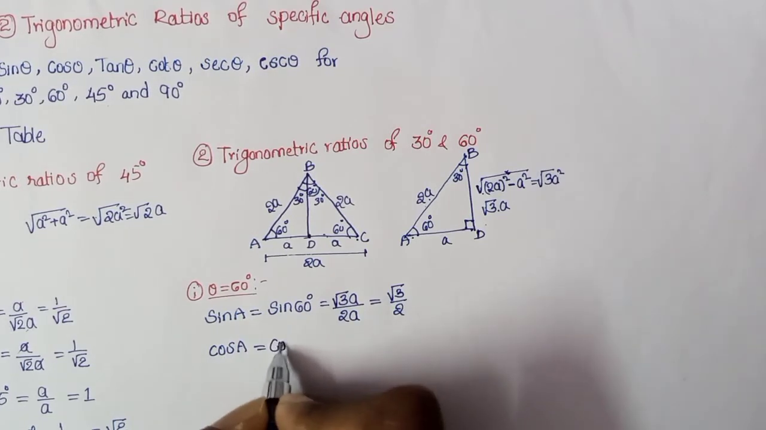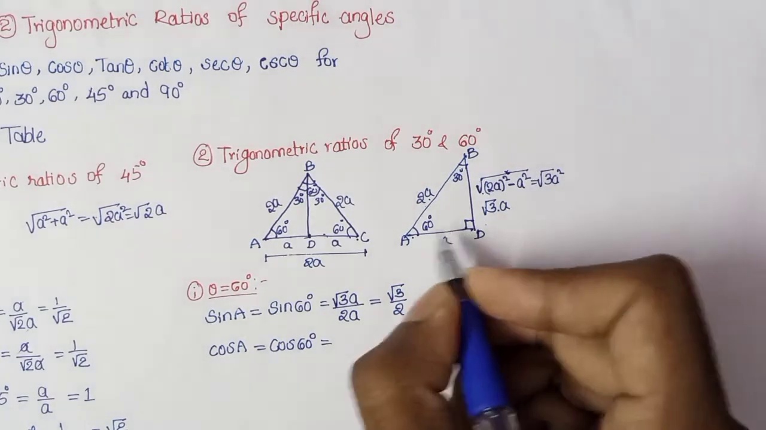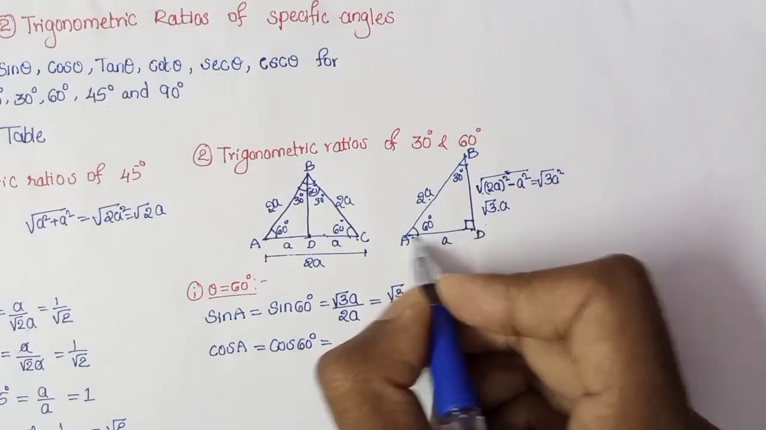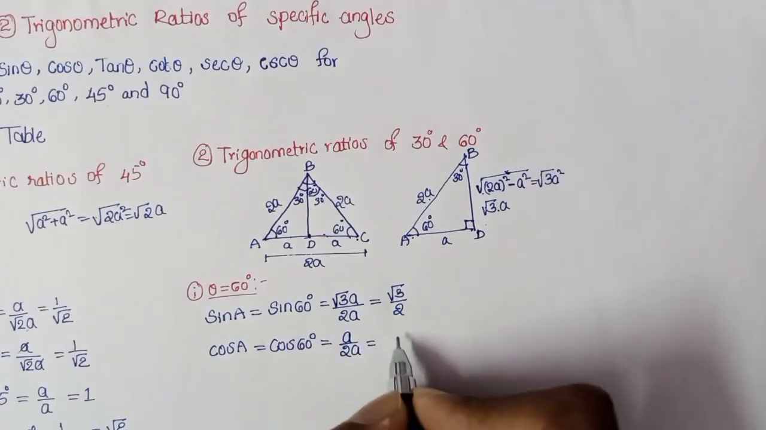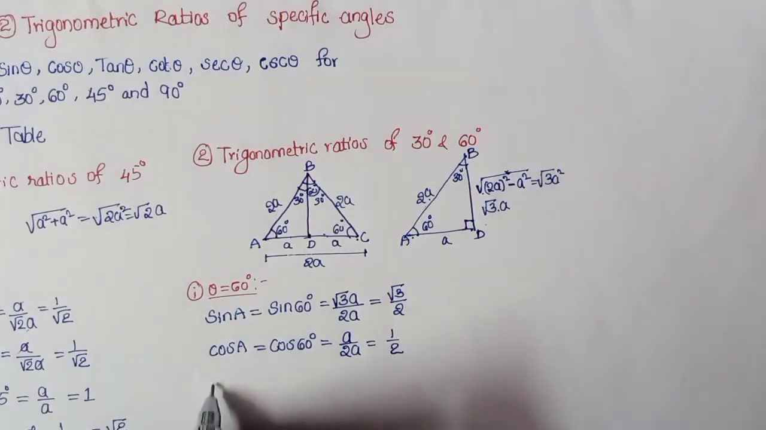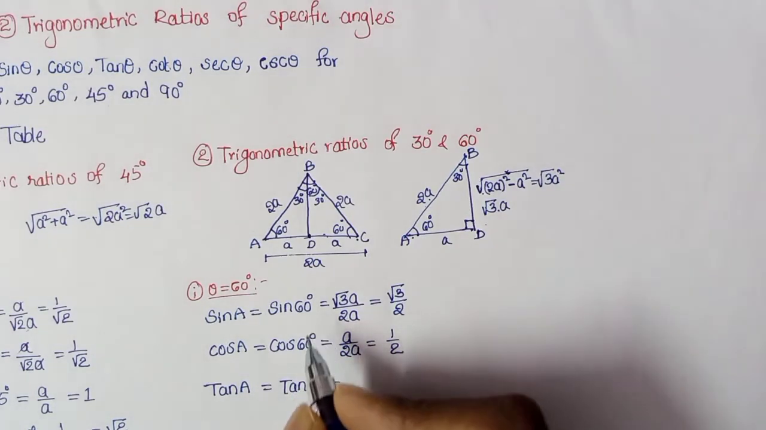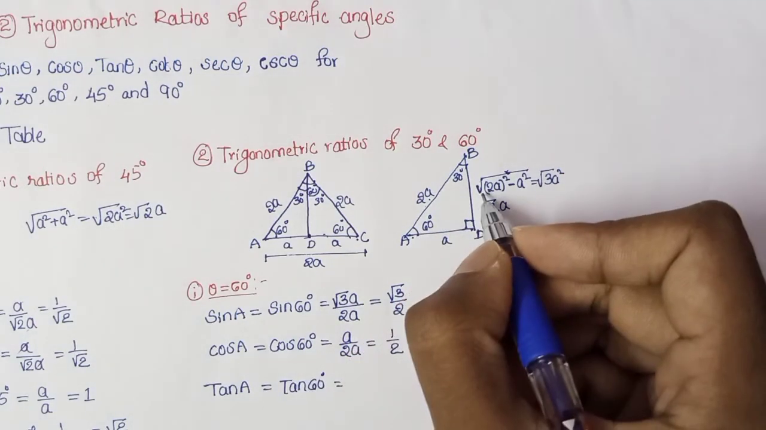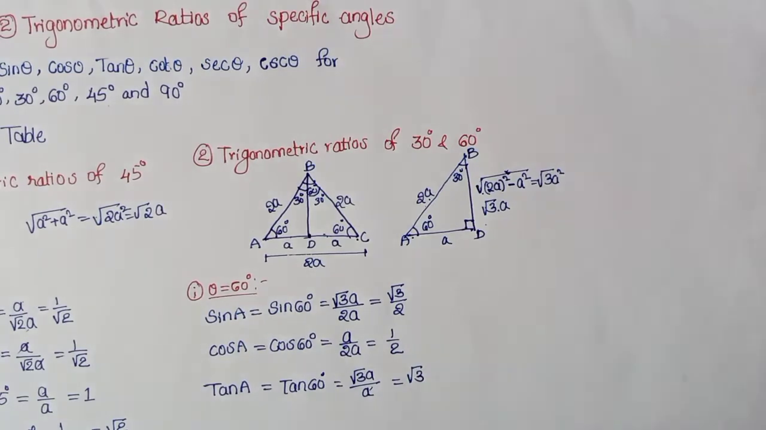Next, cos A means cos 60. Cos 60 is adjacent side by hypotenuse. So a by 2a, which is equal to 1 by 2. Next, tan A. Tan A means tan 60, which is equal to sin 60 by cos 60, or opposite side by adjacent side. So root 3a by a. a gets cancelled, you remain with root 3.